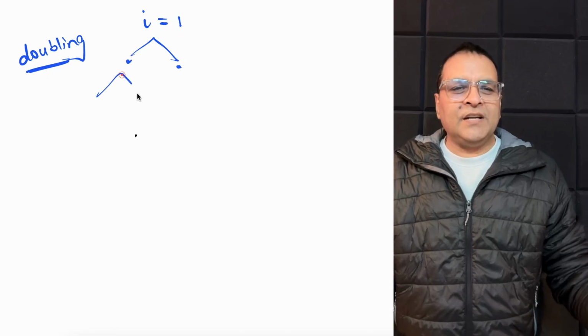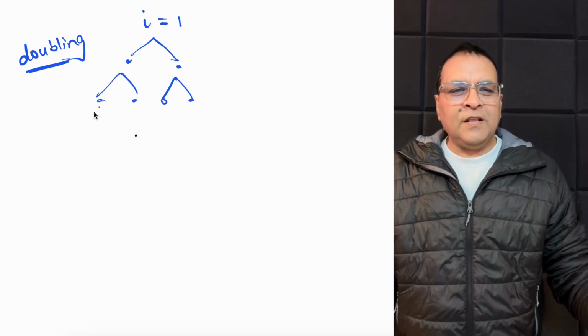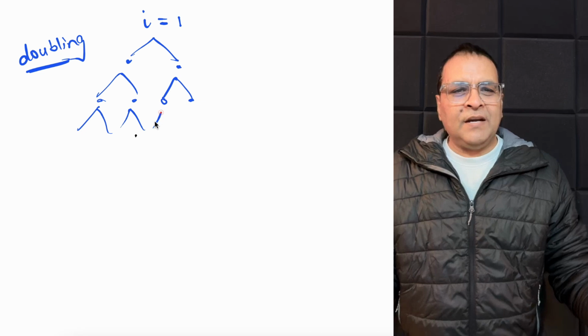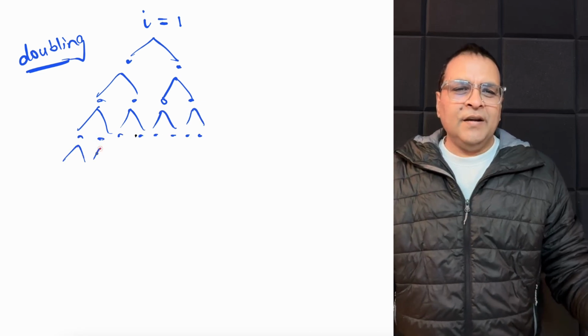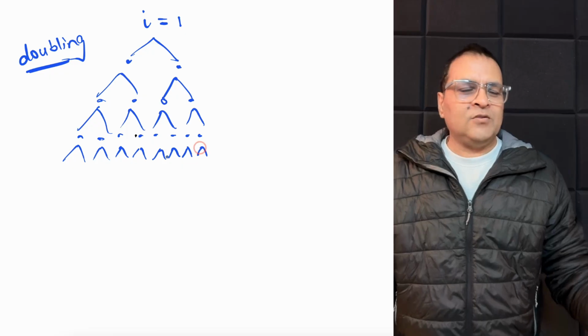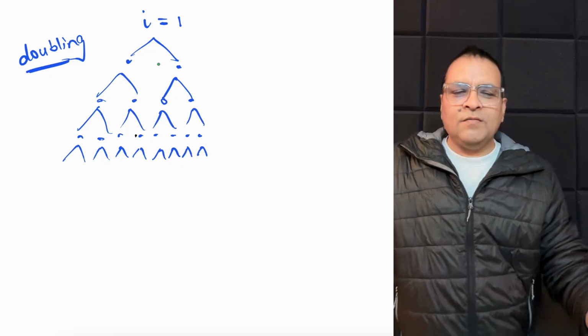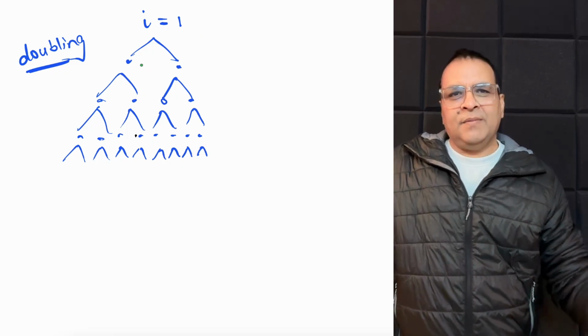After the third iteration i will be 4. After the next iteration i will double itself and it will become equal to 8. After the next iteration it will become equal to 16, and so on. You can see that the growth of the function here is like a complete binary tree.